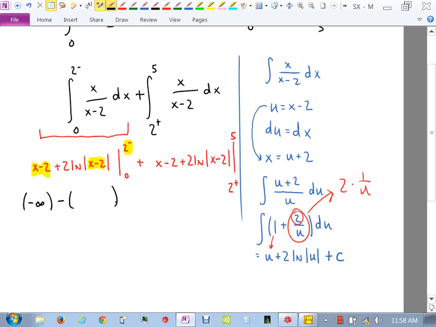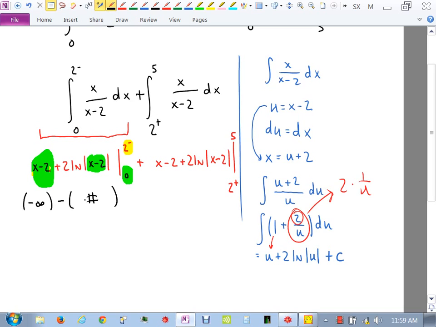So what will happen here is I will get negative infinity, and then let's just check. Minus, let's plug 0 in and see what we get. 0 minus 2 is negative 2, 2 times natural log of the absolute value of negative 2 is a number. So all that's just going to be a number, isn't it?